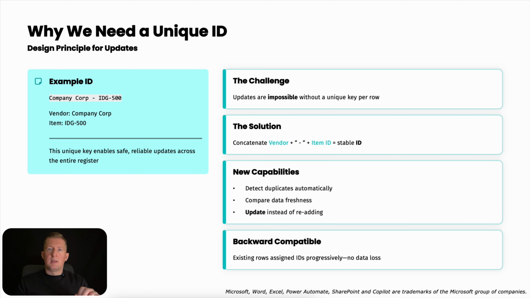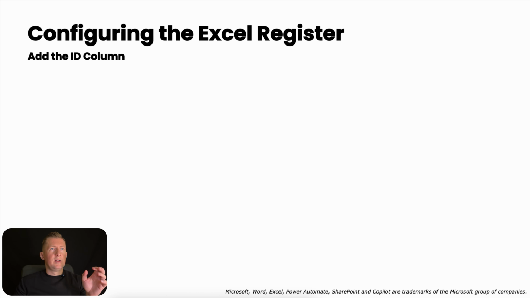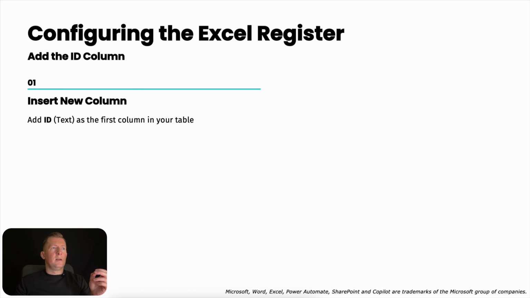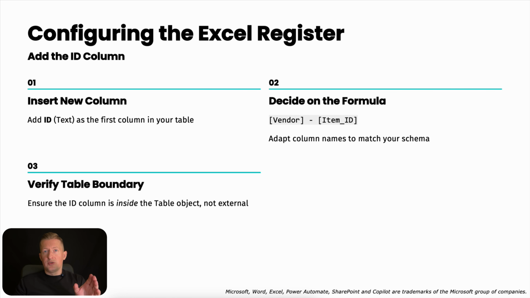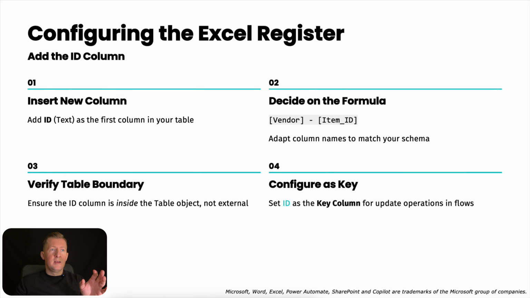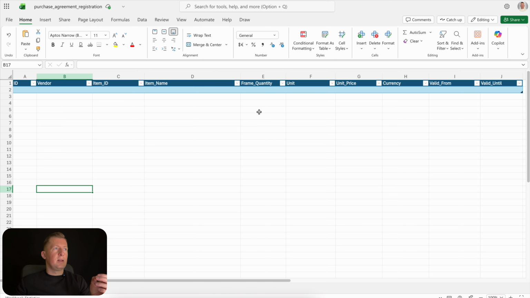We need to configure the Excel table. This means we are adding a new column at the very beginning. We decided already on the formula, the vendor plus the item ID. We need to check whether the ID column is part of the table, and then we will configure this column as a key column in the update row action within Microsoft Copilot Studio. Let me show you this in the online Excel file.